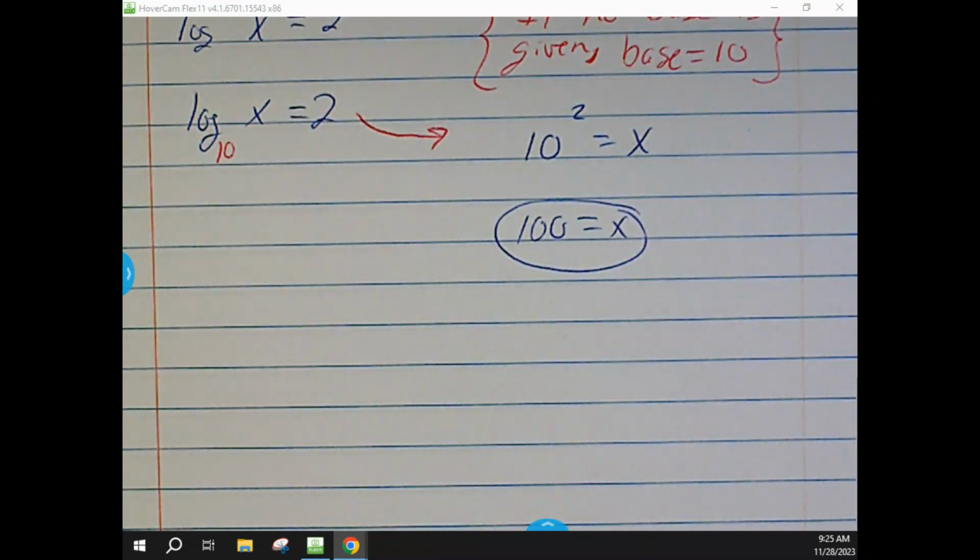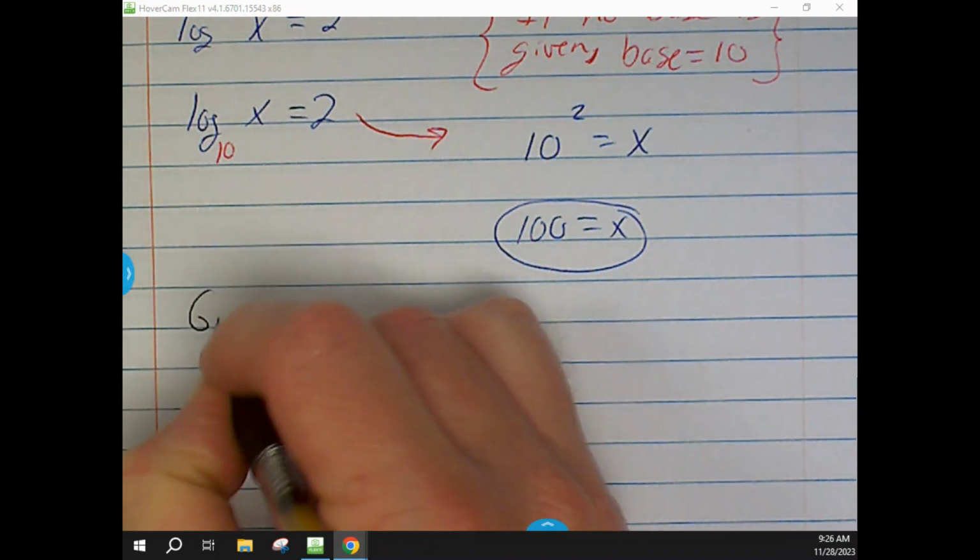Okay, and then the last thing we need to do, and we'll just do a couple of these, and then we'll wrap this thing up. We are going to do graphs of log functions.